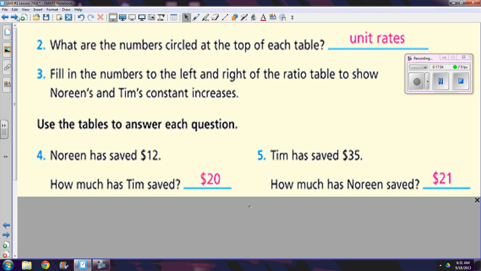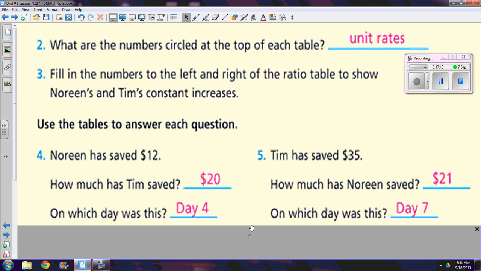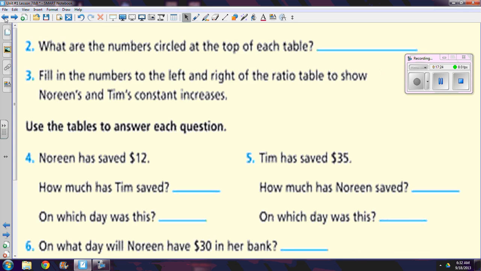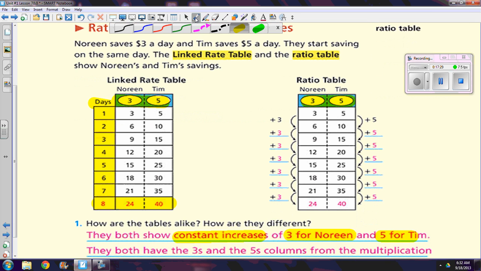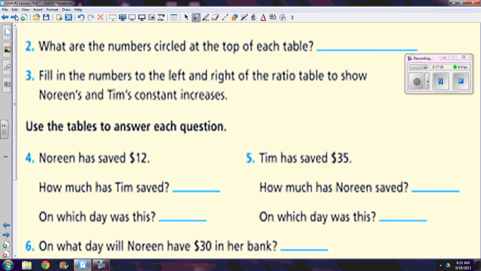Okay? And then number 5, Tim has 35, so he's at the $35 mark. How much has Noreen saved? $21. So number 4, you should have $20. Number 5, you should have 21. And then it says, on which day was this? So if we go back to the table, day 4, day 7. If you look, day 4 and day 7. Okay?